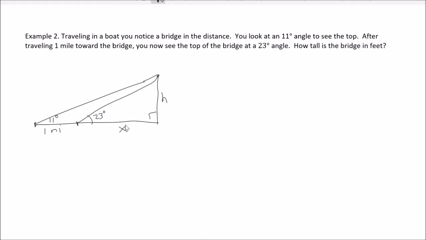The smaller one, I have the adjacent and opposite labeled, so I can do tangent. So tangent of 23 equals h over x. It looks like I have two variables, so there's not a whole lot that I can do with that. So now I'm going to look at this bigger triangle, basically the whole picture. On that one, I'm going to do tangent again. This time it's tangent of 11 degrees, and that equals the opposite side h over this side here. I've got to decide how long that is. This is my adjacent side. That's 1 plus x.